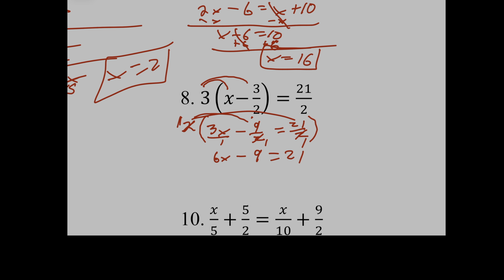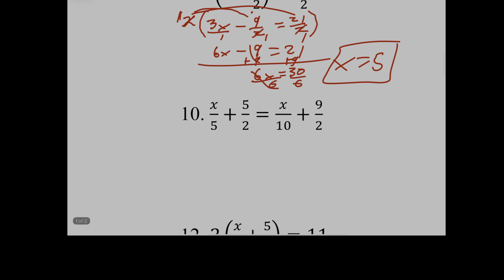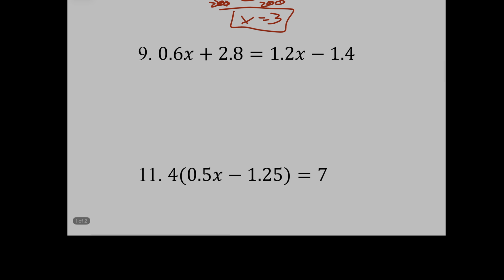Now we just solved the problem. Add 9 to both sides. 6x equals 30. Divide each side by 6. X equals 5. Okay, let's keep going. Number 9, okay, I see that every single one can move over once and it would make me happy. So let's just do that.